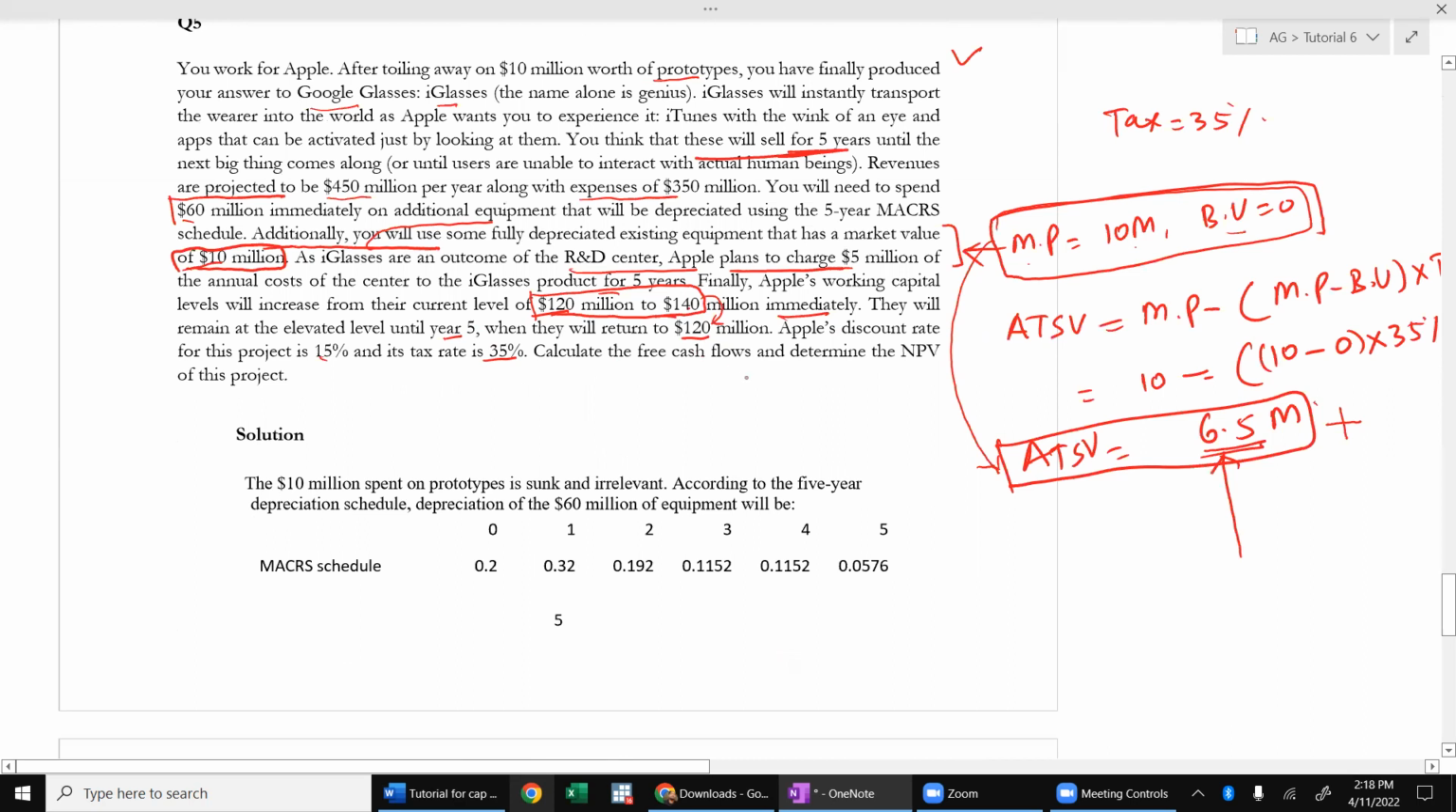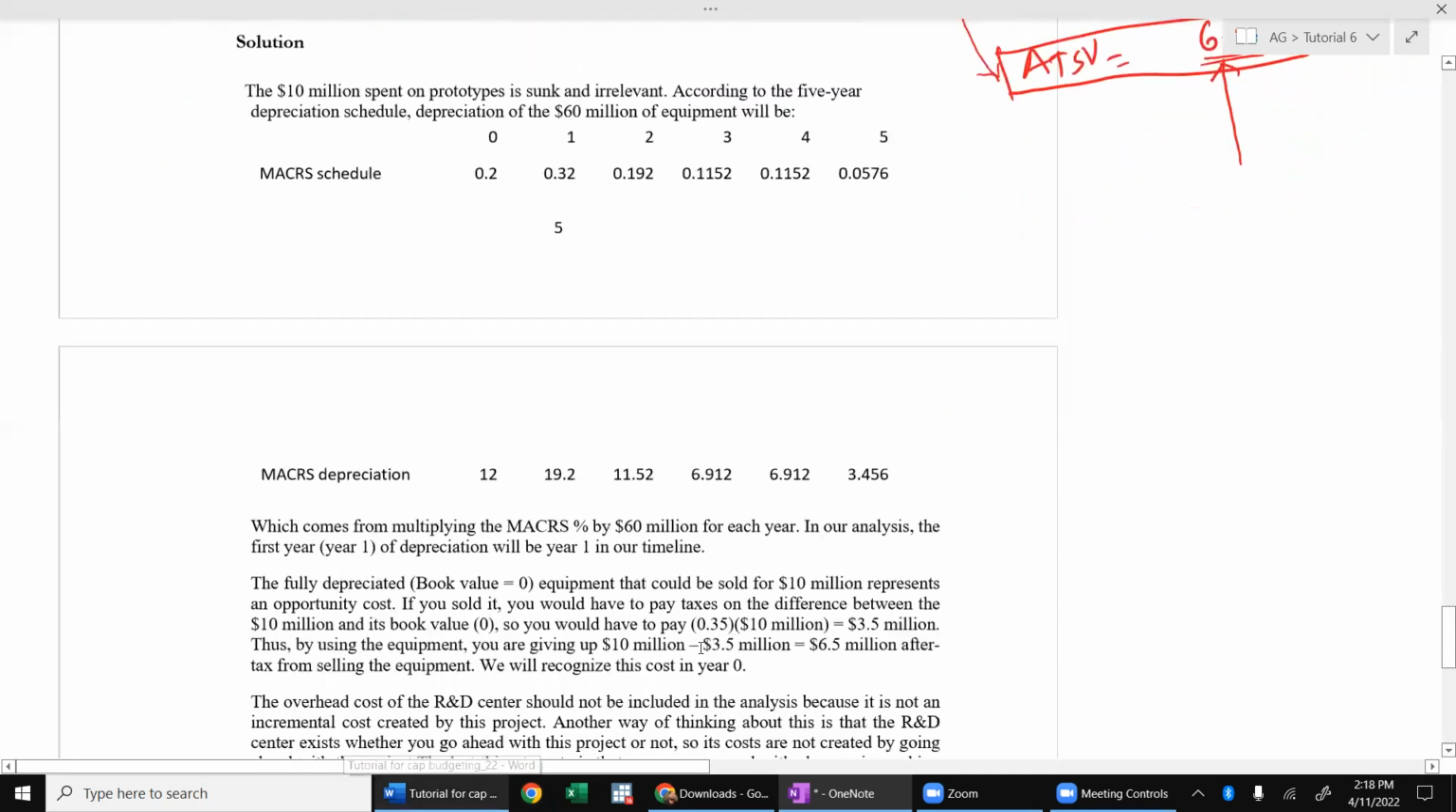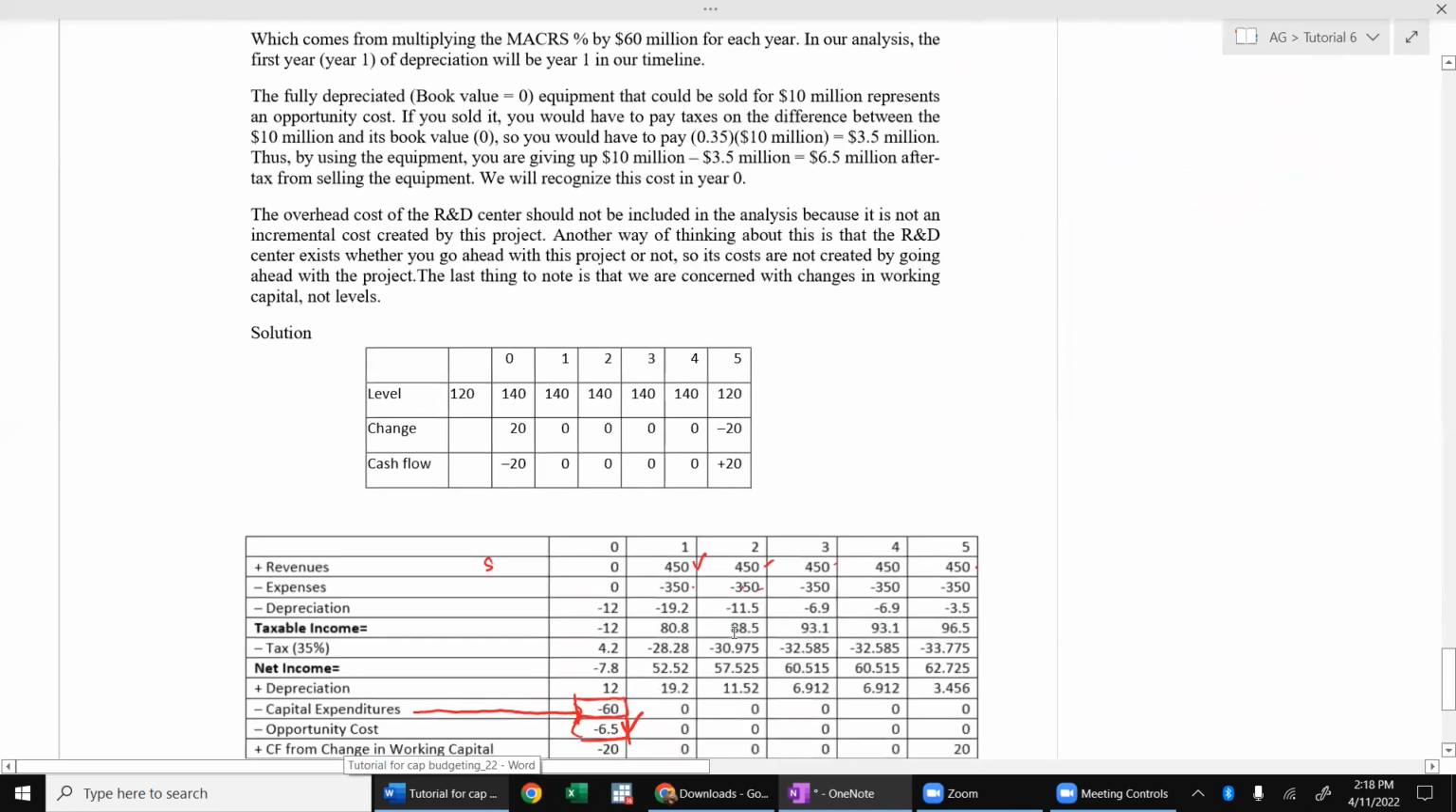Okay. For the working capital, before we move to the MACRS, we need to see the working capital. So current working capital is 120. When the project starts, immediately it will increase to 140. So it means we will need more funds.